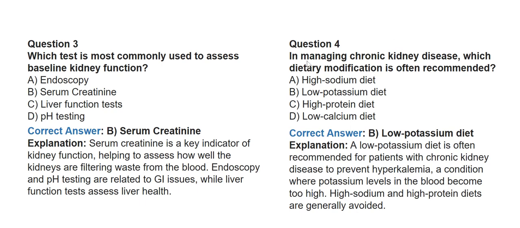Question 4. In managing chronic kidney disease, which dietary modification is often recommended? A. High sodium diet, B. Low potassium diet, C. High protein diet, or D. Low calcium diet. It is low potassium diet, B, as a low potassium diet is often recommended for patients with chronic kidney disease (CKD) to prevent hyperkalemia, a condition where potassium levels in the blood become too high, above the normal maximum range. High sodium and high protein diets are generally avoided.